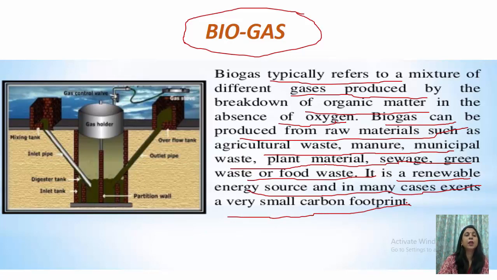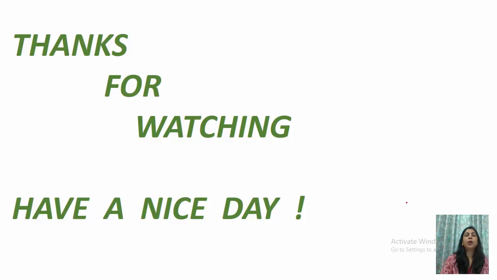Means biogas is very clean fuel. We can use these biogas. It is also known as gobar gas. We can use means in the rural area, biogas plants are there and they are used to generate biogas which can be used for heating and lighting purpose. It is a very clean fuel and very cheap fuel that can be used.